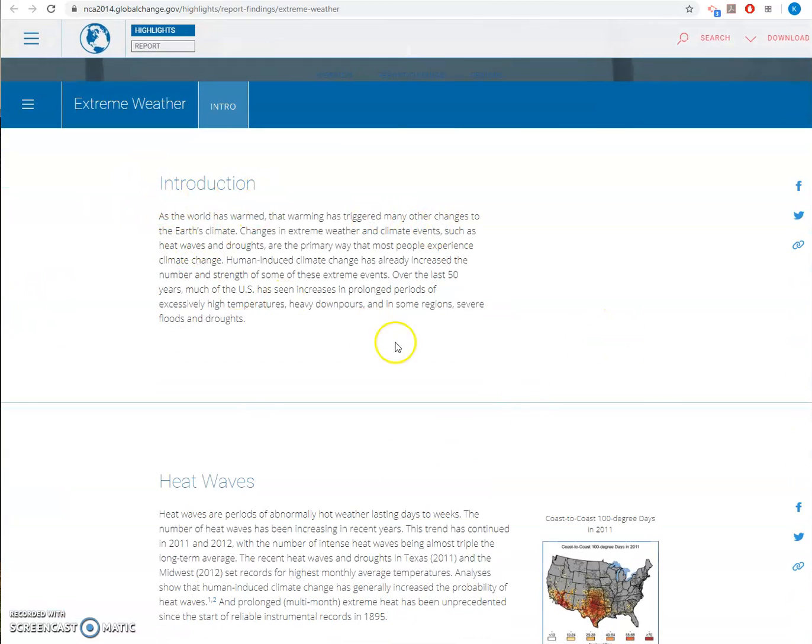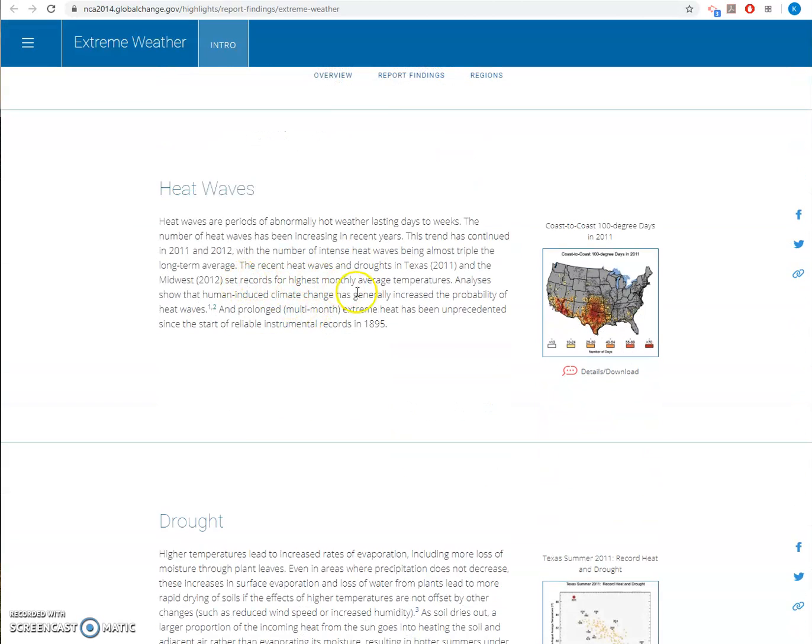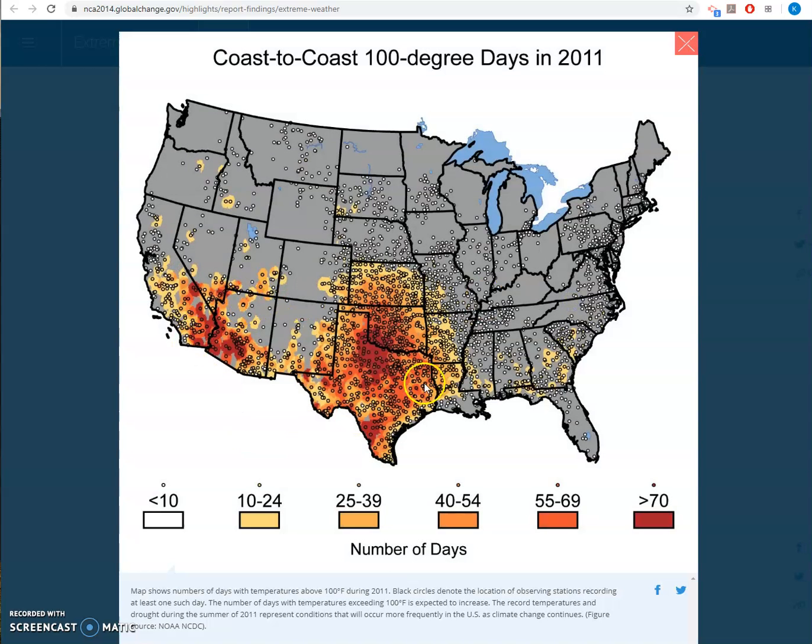Here's an introduction. It tells you a lot about what you saw in the first one. Here you can see some data on heat waves. This is pretty much counting the 100-degree days. If you look at this graph here, it shows the number of 100-degree days coast to coast.